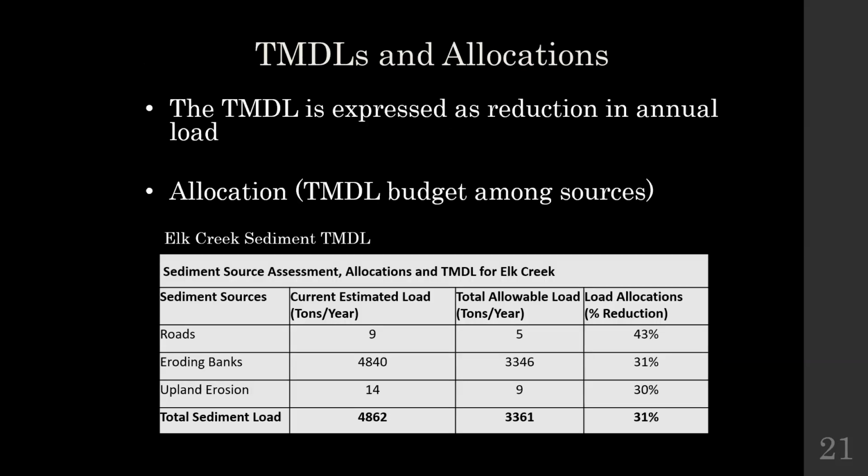So what we're left with after all these models, which are just a representation of reality, and just to get a general idea of what these sources of erosion are and to make our allocations, is the amount of load that is coming from roads, eroding banks, and upland erosion. And here's an example for Elk Creek. We can see that the eroding banks has the biggest contribution, and this was true across the watersheds and is generally the case, but in isolated smaller areas of the watershed, roads and upland erosion can have a big impact. But the largest was from eroding banks.